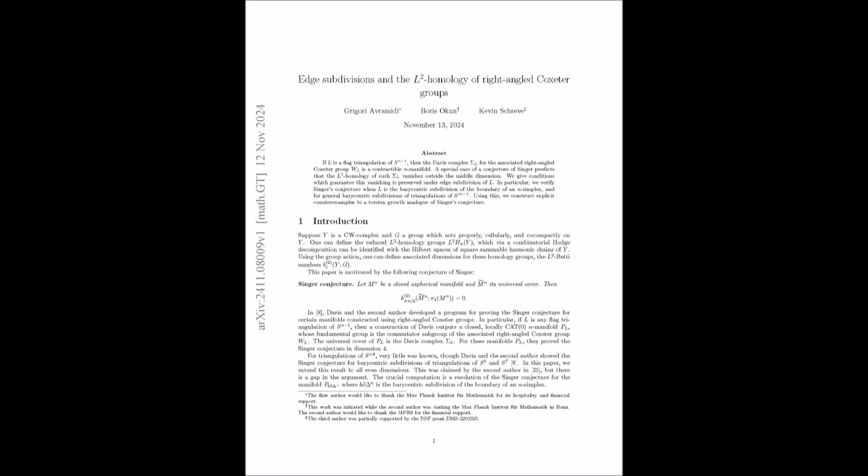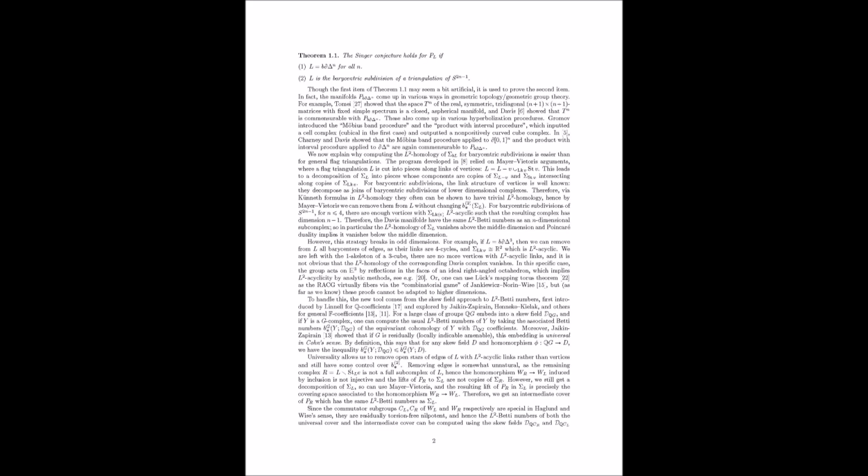Exactly. And what the authors show is that sometimes edge subdivisions actually keep certain homological properties the same. Even though the geometry changes, some aspects of the homology stay stable. So it's not like these subdivisions completely scramble the homology. They make changes, but there's a pattern to it. Precisely. And these stability results are really important for understanding how edge subdivisions affect the L2 homology of these groups. We can control the changes and see what happens to the structure.